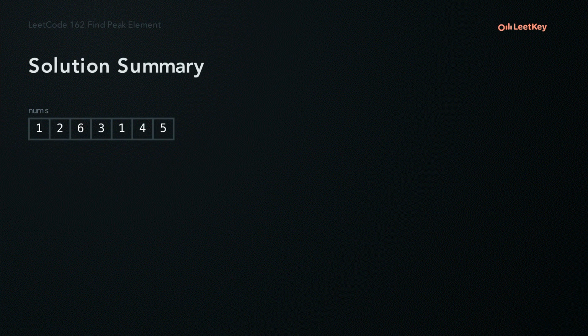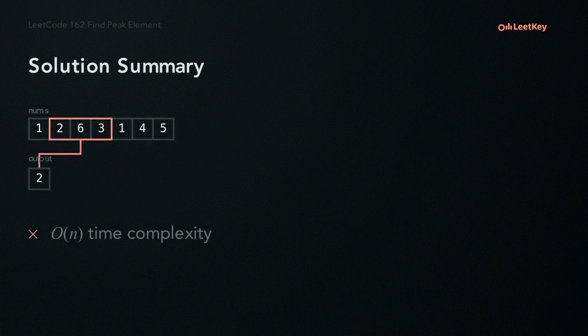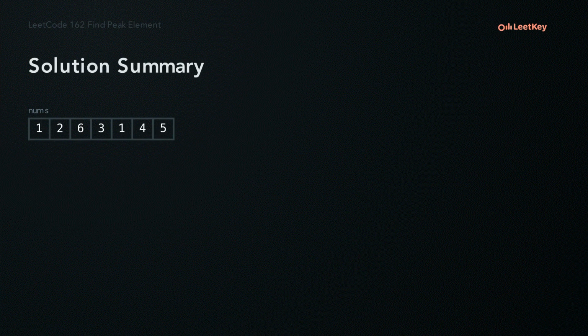You might be inclined to solve this problem by using a sliding window and iterating across the array to find the first element that is greater than the two beside it. But this approach loops over the whole array in the worst case and half the array on average. A more optimal approach is to use a binary search.